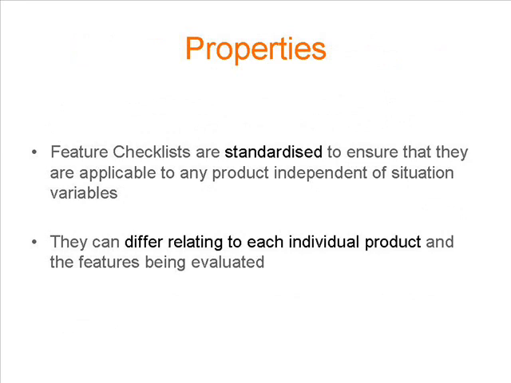Properties of feature checklists. Feature checklists are standardized to ensure that they are applicable to any product independent of situation variables. They can differ relating to each individual product and the features being evaluated. This means that they can be used on all products regardless of shape, size, color or function. Because of this, they can be used to compare and evaluate similar products.